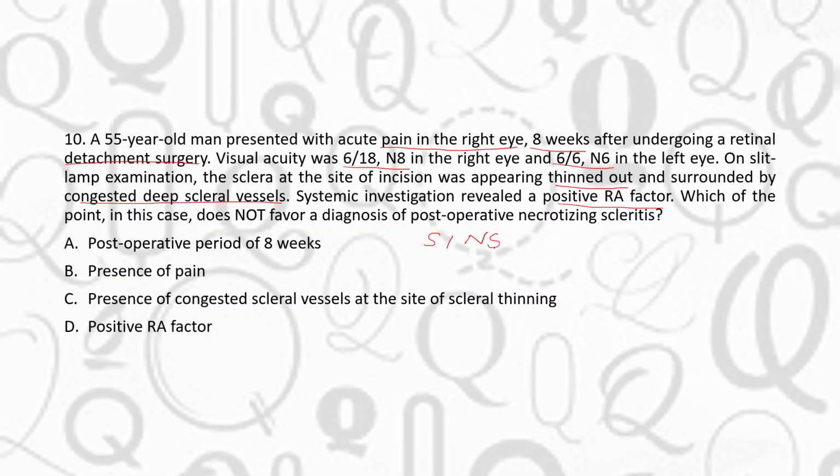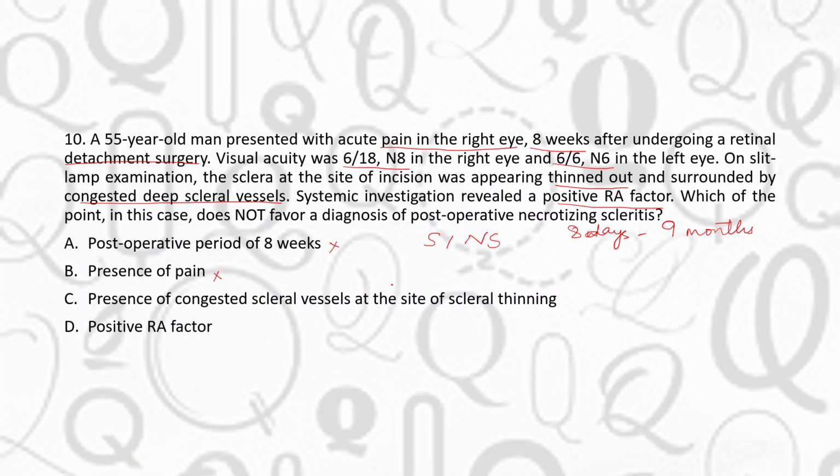This is usually seen after multiple surgeries on the sclera. It might be following a cataract surgery followed by a detachment surgery or something like that. Okay, so the time zone can happen between 8 days to 9 months. So that is a bigger range of time frame in which SINS can present. So which of these points in this case does not favor a diagnosis of postoperative necrotizing scleritis? Postoperative period of 8 weeks, no. The time frame looks adequate. Presence of pain, no. Pain is reported to be present in SINS.